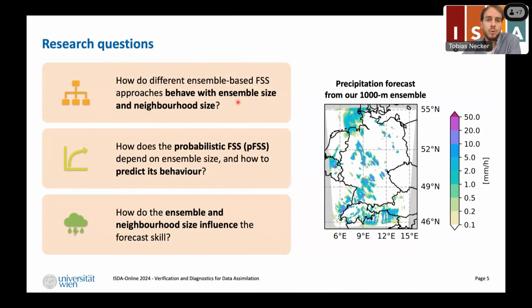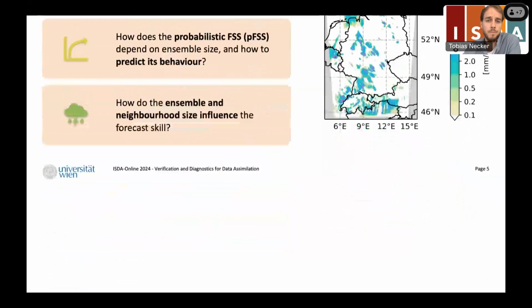So the questions that I'm going to tackle today are more or less the ones that we discussed in our preprint. This is already posted online. So I want to show you how the different ensemble-based FSS approaches that have been proposed or that are possible behave with ensemble size and neighborhood size. Then I will spend some time on the probabilistic FSS. That's one of the approaches that we think is the best way to evaluate ensembles. And I will discuss how this behaves with ensemble size and how we can predict its behavior. And I will spend some time on the dependence of forecast skill on ensemble size.